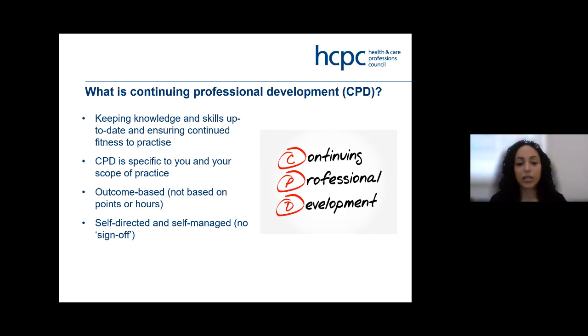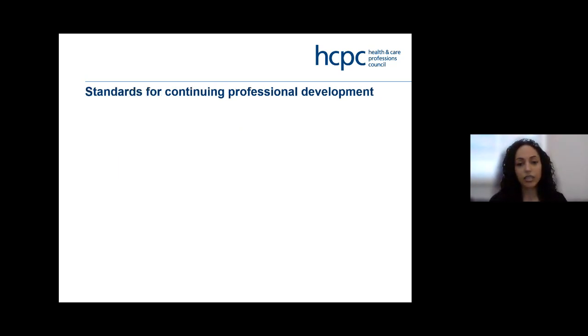And lastly, CPD is self-directed and self-managed. There is no official sign-off process. Again, that links in with there being no set amount of hours that you have to get signed off. The onus is on the registrant, and the trust is put into the registrant to ensure they are carrying out their CPD and ensuring that a mixture of CPD is done. So that's just a recap of what CPD is.